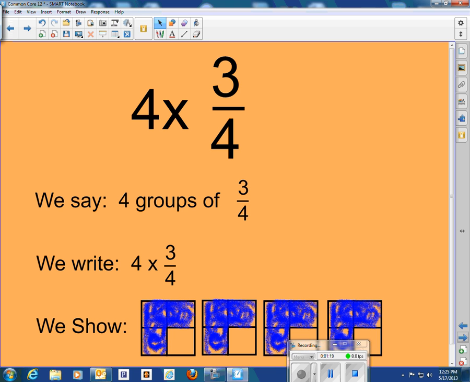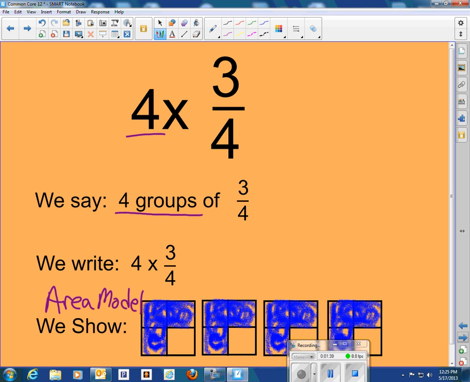So we're going to work today with fractions, multiplying a whole number by a fraction, and we have 4 times 3/4. Again, we're going to say it, we're going to write it, and we're going to show it. And when we show it, it's an area model. So we say we have 4 as our first factor, so we have 4 groups times 3/4. So in each group we have 3/4. So we write it 4 times 3/4, and we're going to show it.